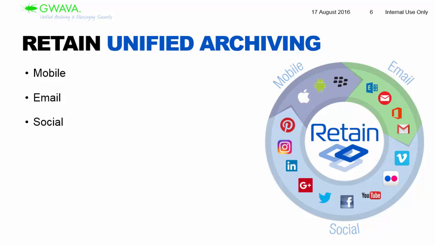So on the highest level, Retain supports email and it archives email, and you can get a lot of information out of the Retain system because it archives email. It has that repository for all that information. And not only is it email, it's multi-platform email. So it supports Exchange, Office 365, Gmail, GroupWise. So the email system you're using, it's going to support.